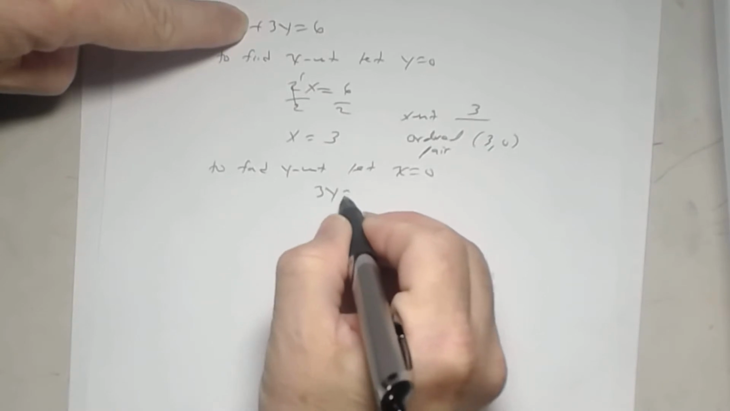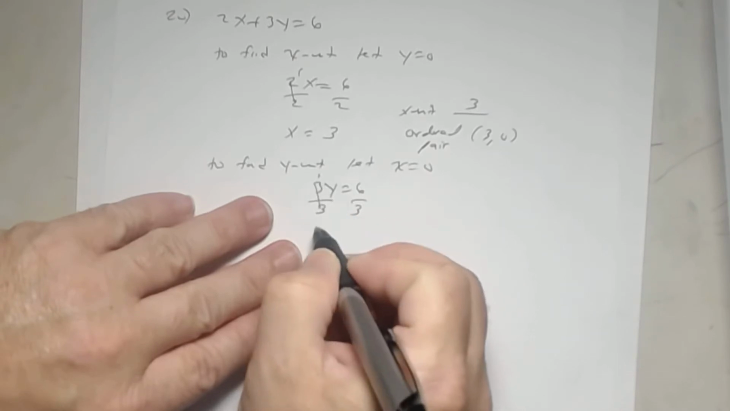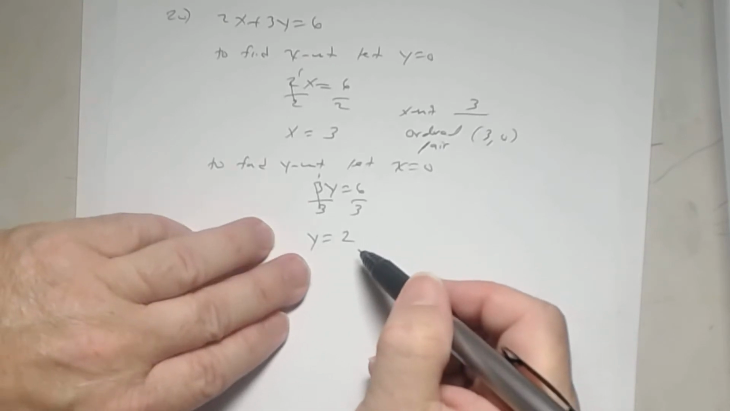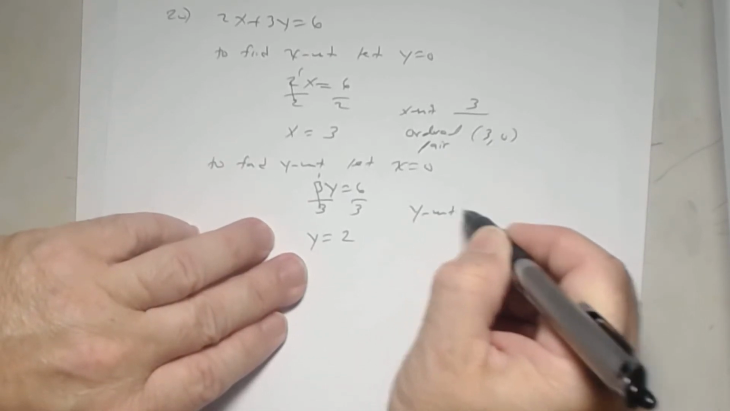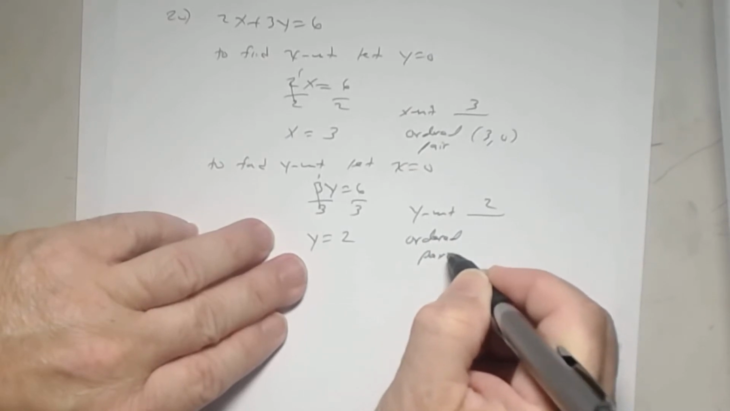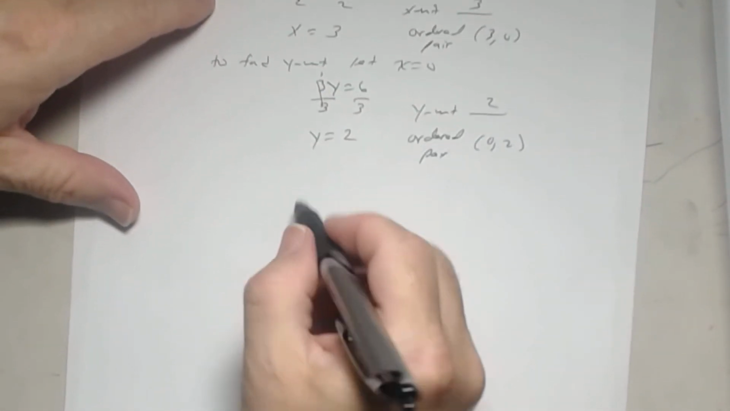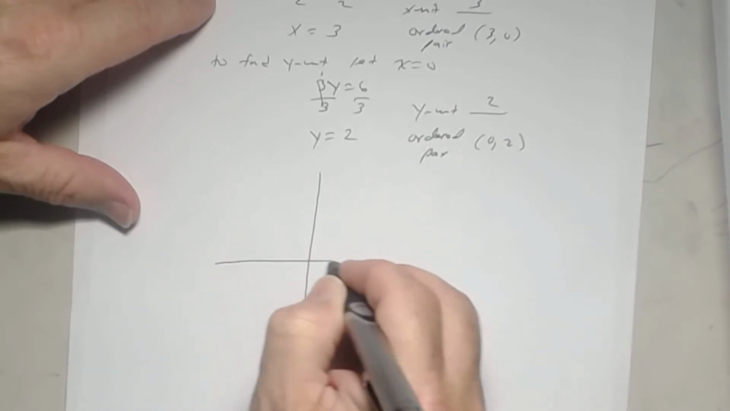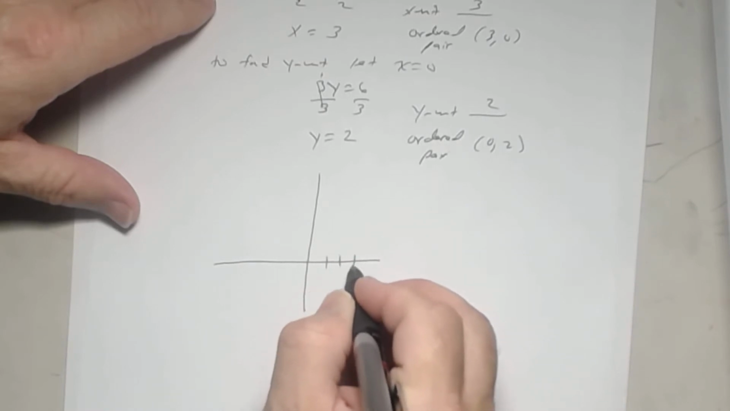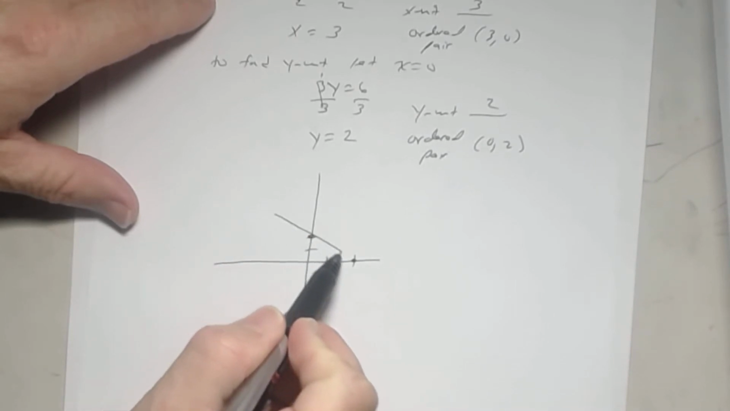So what equation is left? 3y equals 6. And how to get y by itself? Divide both sides by 3. So 3 divided by 3 is 1, and 1 times y is y. So my y-intercept is 2, correct? As an ordered pair, 0, 2. All right, and then you just plot those 2 points, 3, 0 and 0, 2, and then you just draw your line.